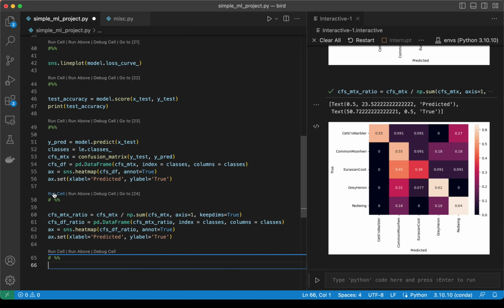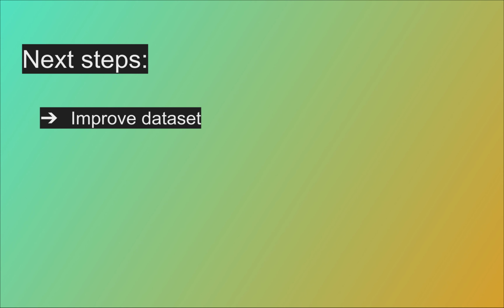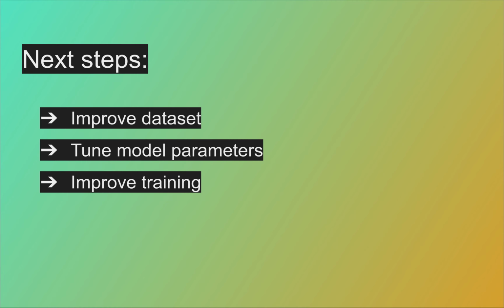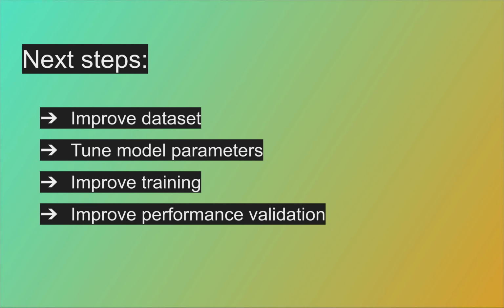The next steps are to improve the dataset, play around with model parameters, and slowly increase the size. When you get to longer training sessions, maybe you want to train a larger model for longer, so improving the training is a good idea. And finally, when you want to show off your amazing model, you want to improve your performance validation so your results are trustworthy.